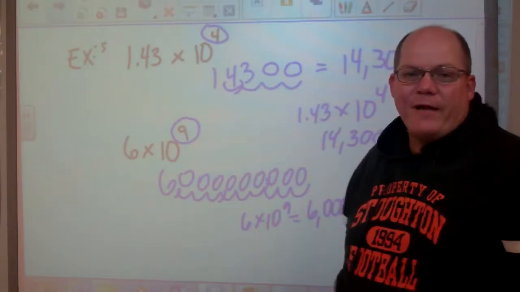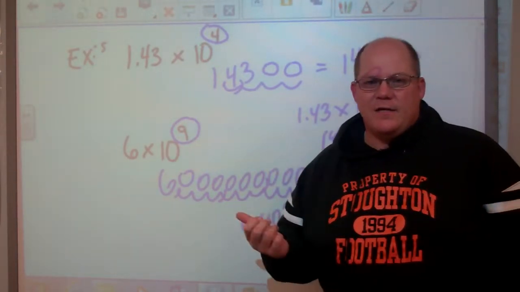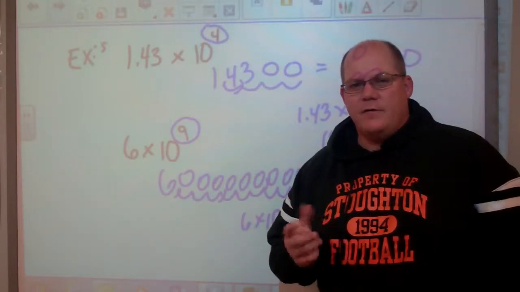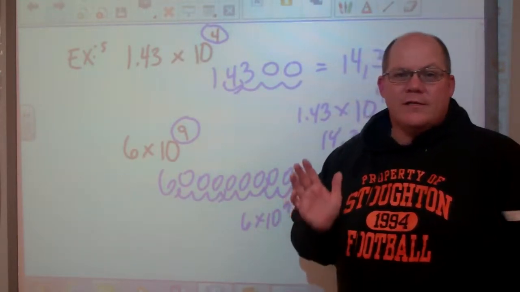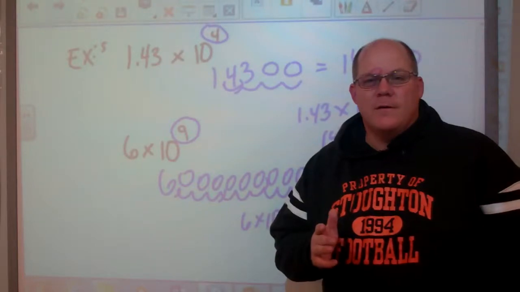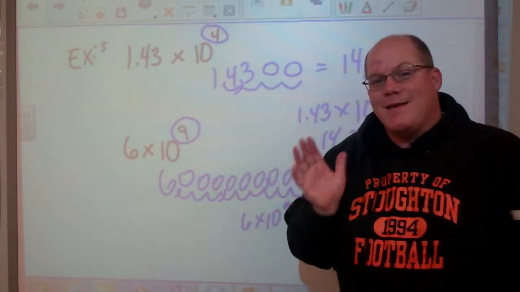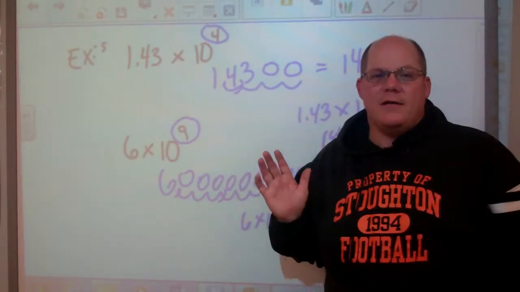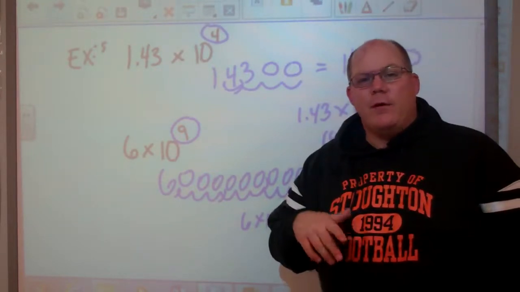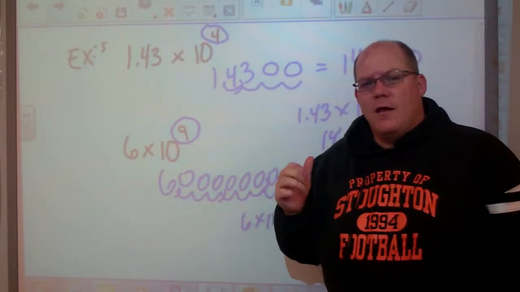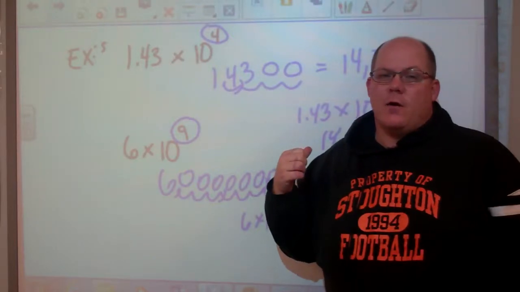Alright, there you have it, guys. That's how we convert from scientific notation to standard and from standard to scientific. Remember, you need to start by moving the decimal place. I want to make sure that number is between 1 and 10 as I move that decimal left. And then when I'm going from scientific to standard, I'm moving it back to the right because that's where it came from.